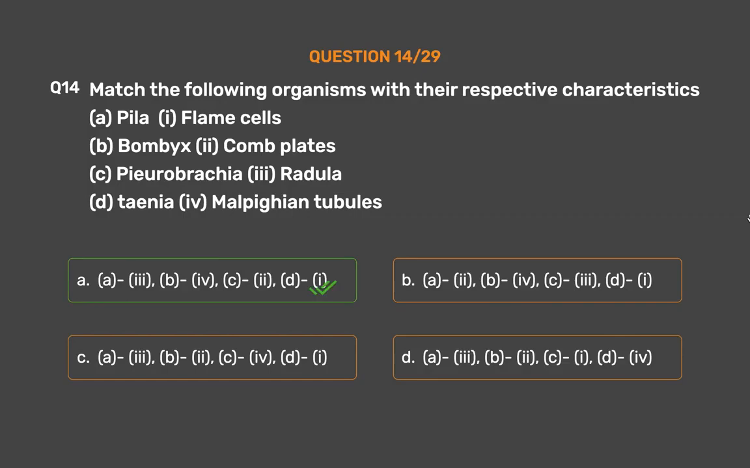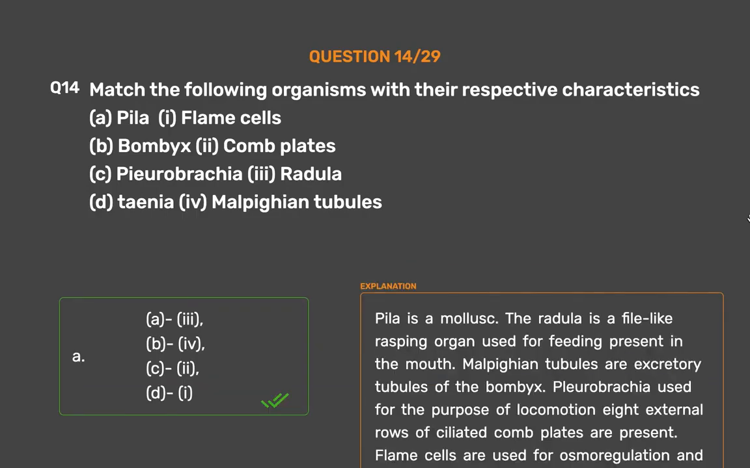A-3, B-4, C-2, D-1. Pila is a mollusk. The radula is a file-like rasping organ used for feeding, present in the mouth.